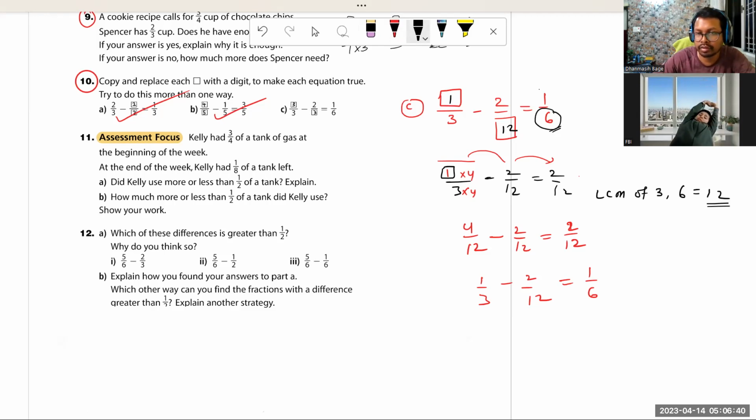Understood? Sort of. Okay, this was a bit difficult question. Let's practice more problems of this kind.